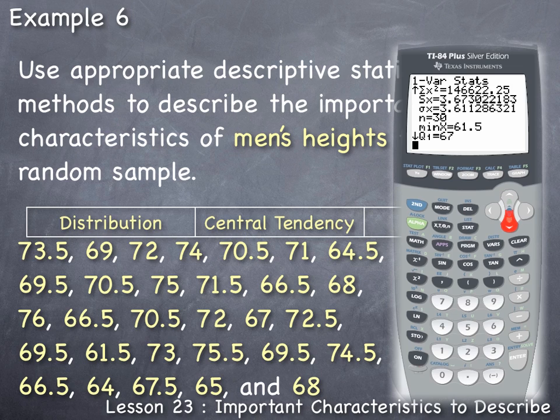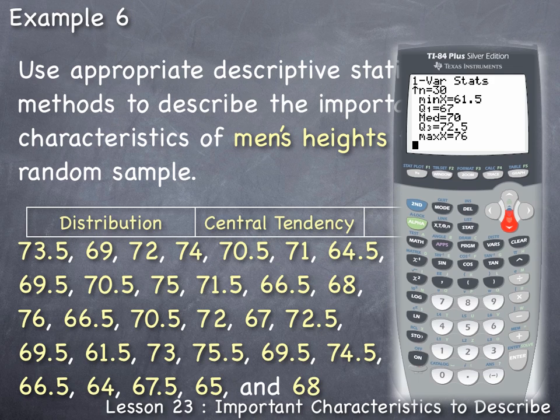And if I arrow down, we can see that x min, the minimum data value, where the shortest person in the sample was 61.5 inches. X max, the maximum data value, where the tallest man in the sample was 76 inches, and the median, MED, was 70 inches. Now, to determine whether we need to use the mean or the median as our measure for central tendency, we need to determine if we have outliers.